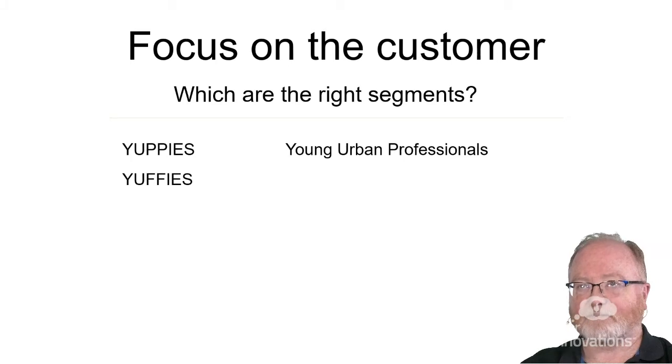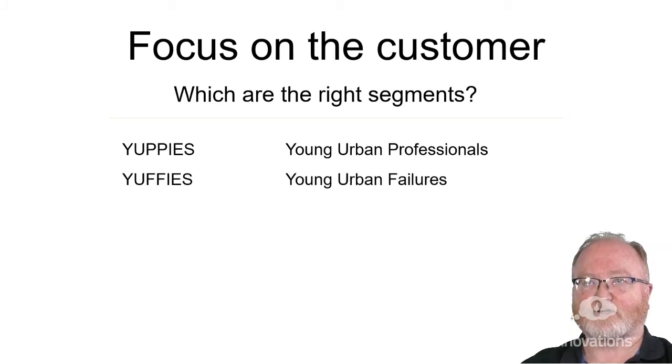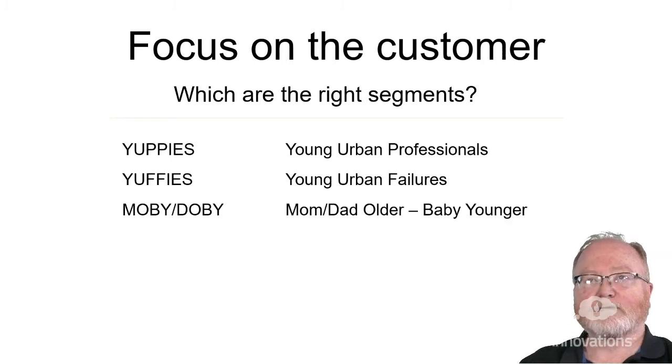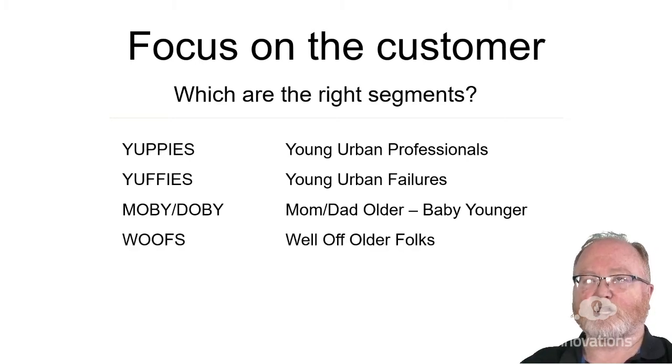So who's a yuppie? A yuppie is young urban failures. It tends to be people who have tried to live the professional lifestyle, outstripped their income means, and need to step back and do a restart. Mobies and Dobies: mom, dad, older, baby, younger. This is a customer segment of people who wait later in life before they start their families. Woofs, these are well-off older folks. Most disposable income and most house ownership is held by people over the age of 55.